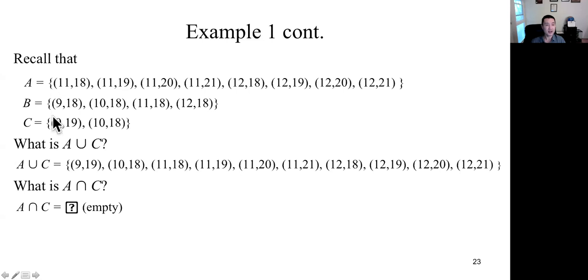Let's look at A and C. Is there anything in common between A and C? Okay, 9, 19 is in C but not in A, 10, 18 is in C but also not in A. So A and C has nothing in common, so we call that the empty set. They have nothing in common, or none.